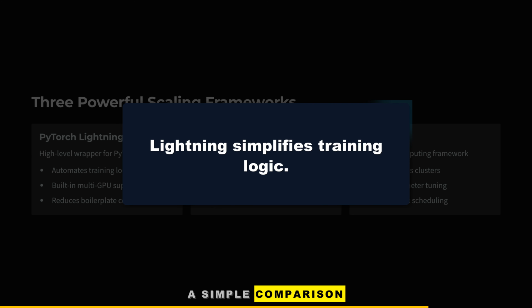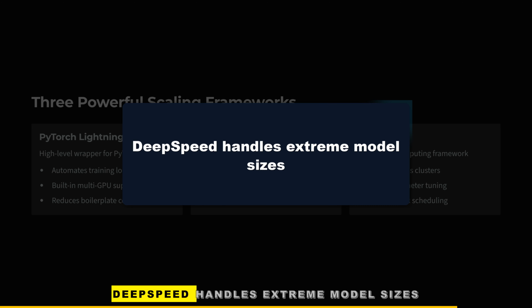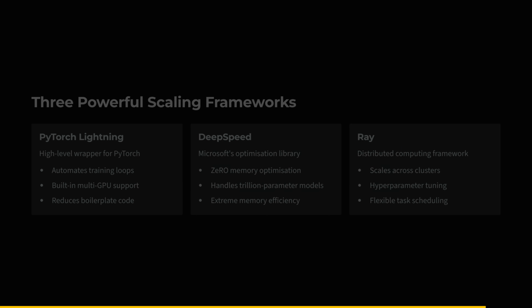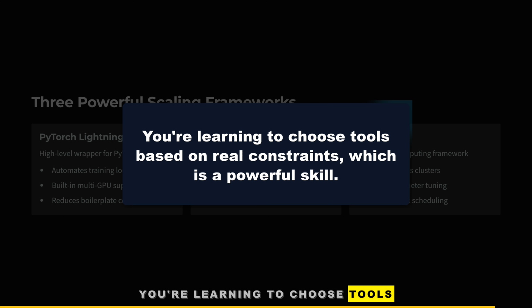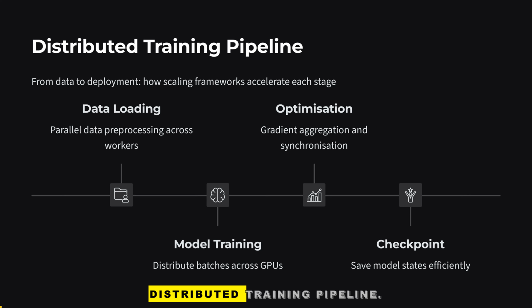A simple comparison that lands well is Lightning simplifies training logic. DeepSpeed handles extreme model sizes, and Ray orchestrates everything at scale. You're learning to choose tools based on real constraints, which is a powerful skill. You're doing great.